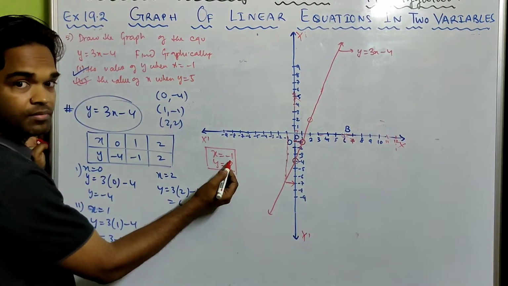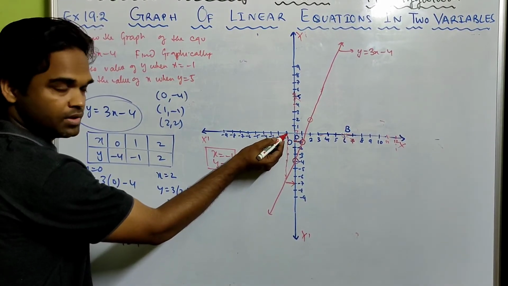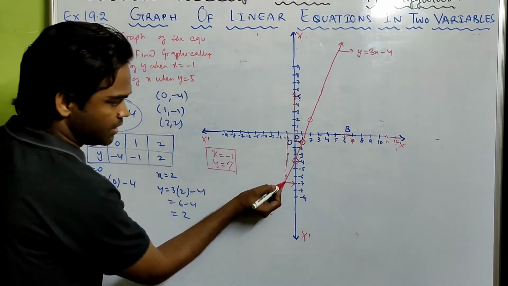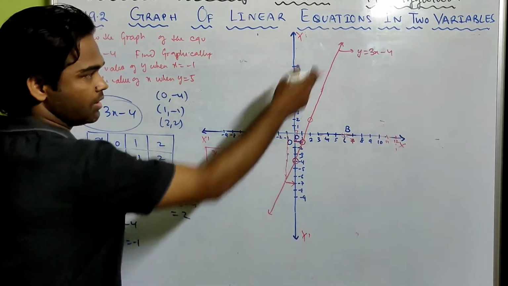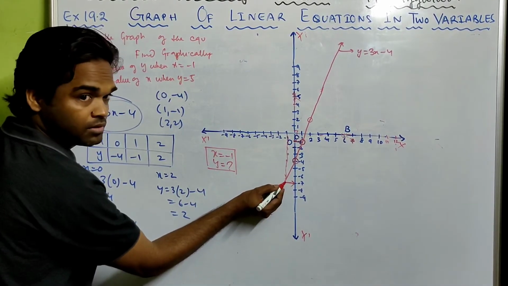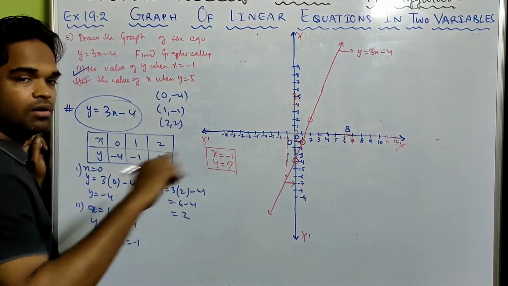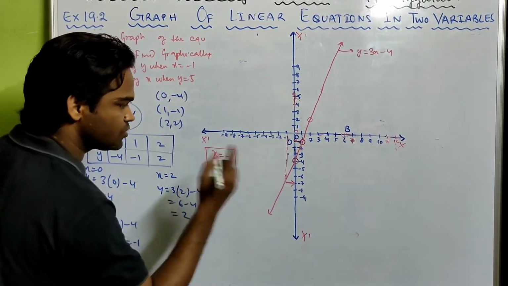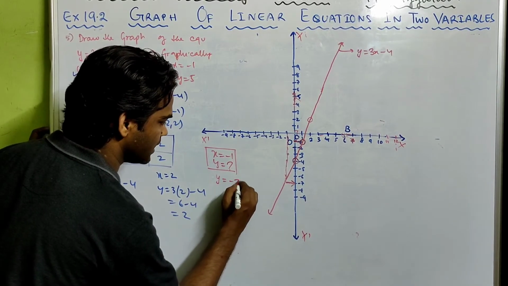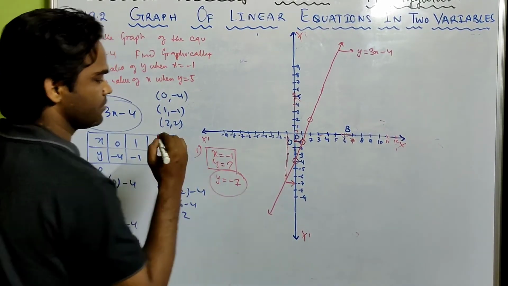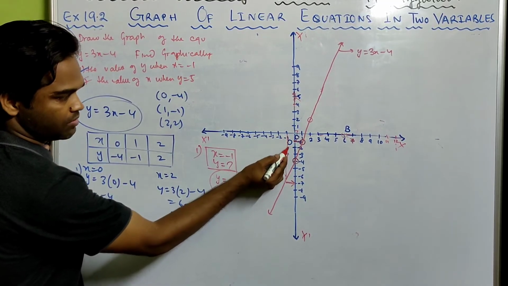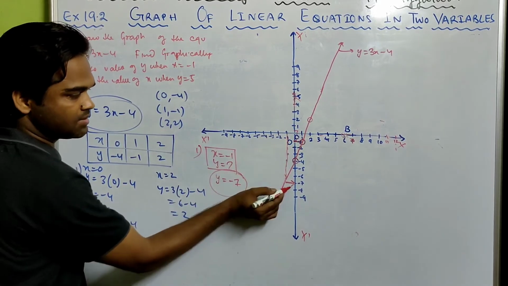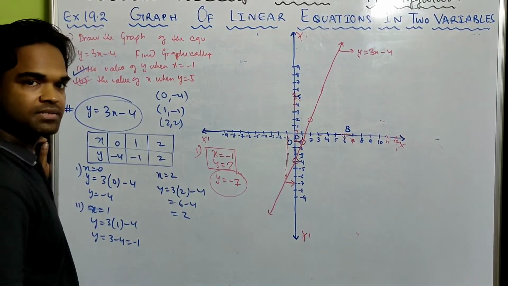From the value of x given as -1, we make a line parallel to the y-axis. It intersects the graph, the line, at this point. From there, what will we do? We'll draw a horizontal line to get the value of y. So when x was -1, y is -7, if you look carefully. We draw a line, intersect at this point, draw another parallel line to the x-axis. See, it meets the y-axis at -7.